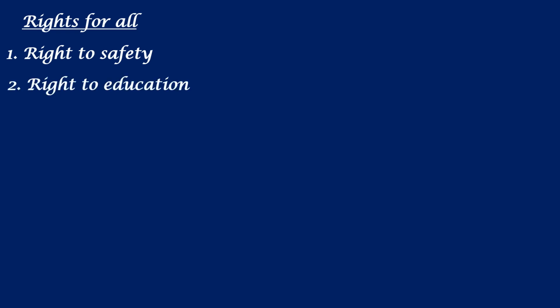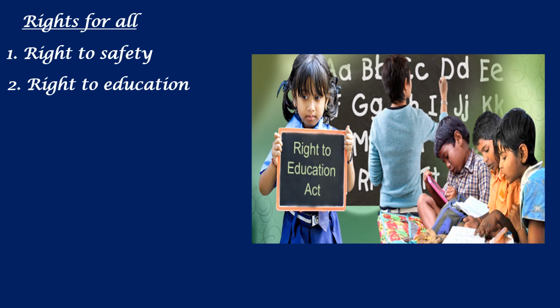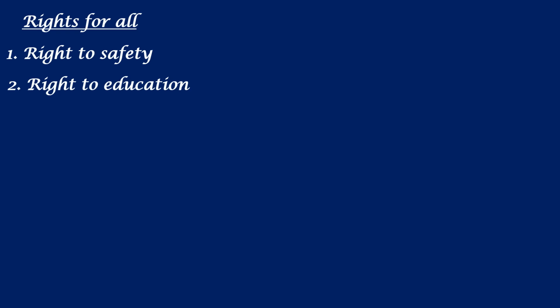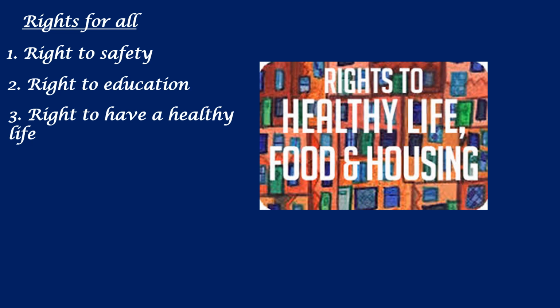Right to education. India became one of 135 countries to make education a fundamental right of every child. The Act makes education a fundamental right of every child between the ages of 6 and 14. Right to have a healthy life. Article 25 of the United Nations states that everyone has the right to a standard of living adequate for the health and well-being of himself and his family, including food, clothing, housing and medical care and necessary social services.